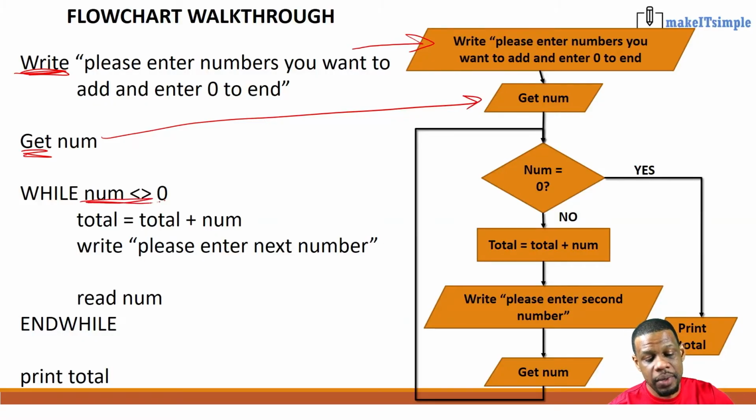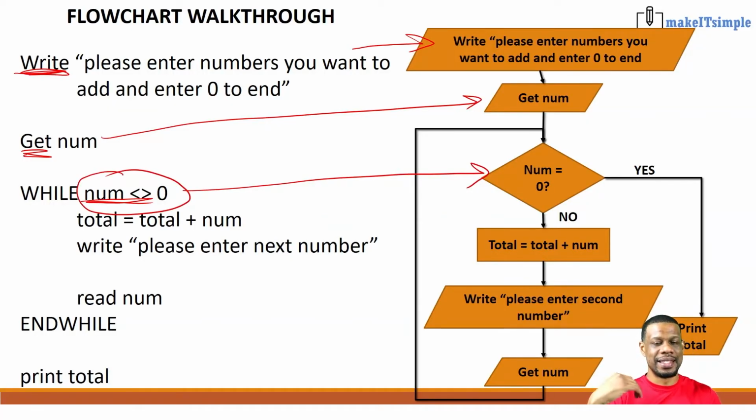This one says while number is not equal to 0. Yes or no. It could be one of the two because remember, it's a condition. So we're asking, is it a yes or is it a no? And then you realize, okay, cool, the number is equal to 0? You'd say, no, it's not. So therefore, I'm going to go through the process of total is equal to total plus num. Please enter second number. And then I have to get the number.